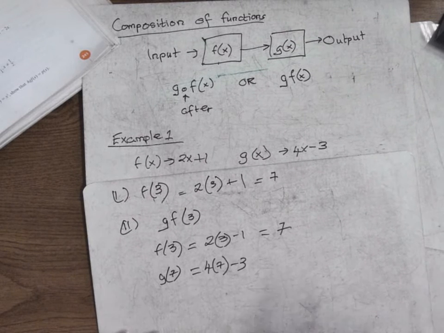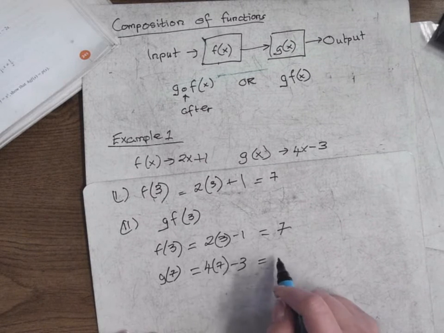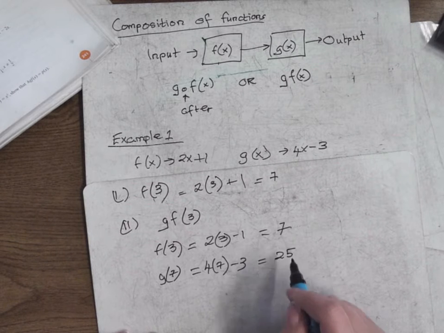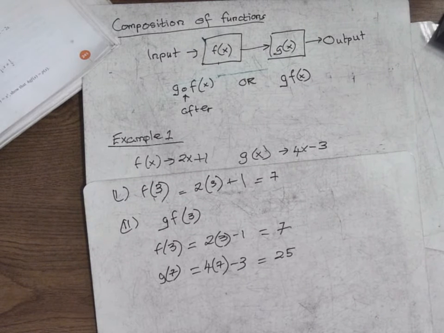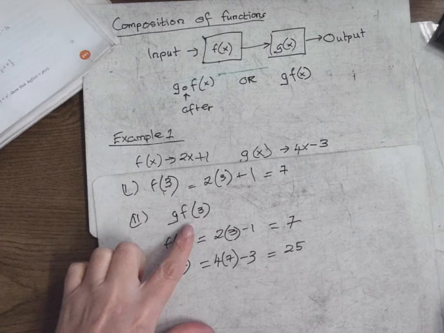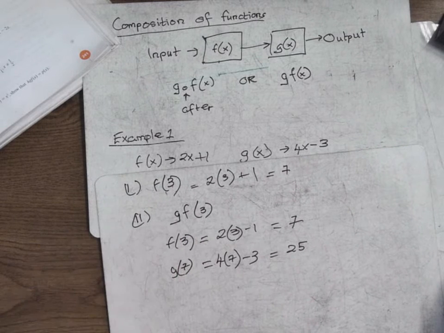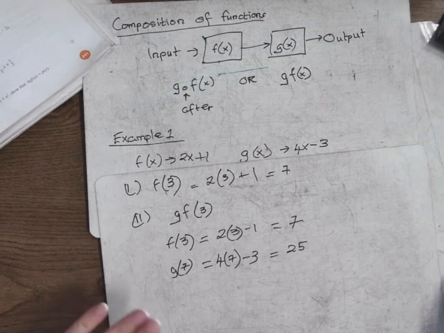So I'll get 4 times 7, 28, minus 3 is 25. Okay? Is that alright? So you put the 3 into F, then you take the answer and you put it into G. Straightforward enough, isn't it? Right, okay.